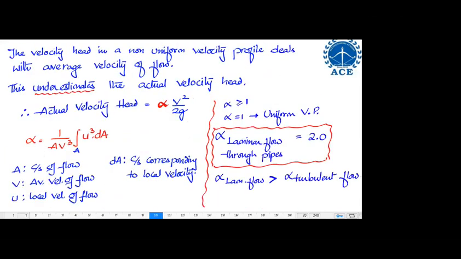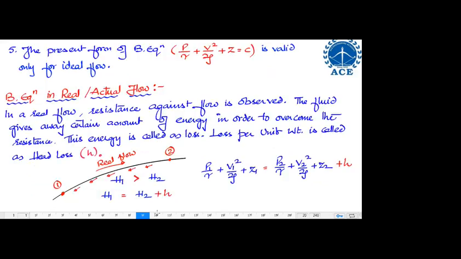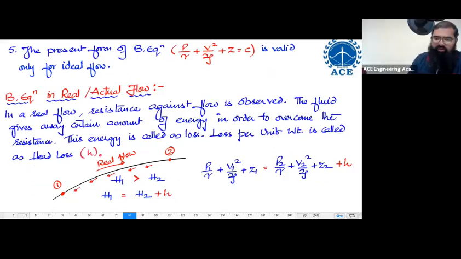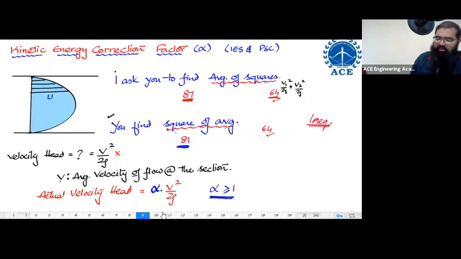Okay, sir. And the Bernoulli equation. Look at the Bernoulli equation. What is this V1 over here? It is the average velocity at section 1, if it is a pipe. Similarly, V2 is the average velocity at section 2. That is why we have to consider alpha over there.